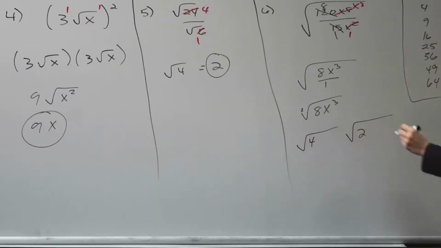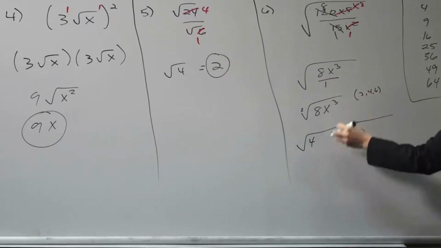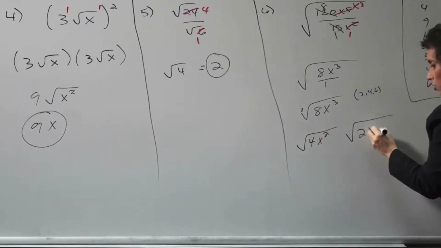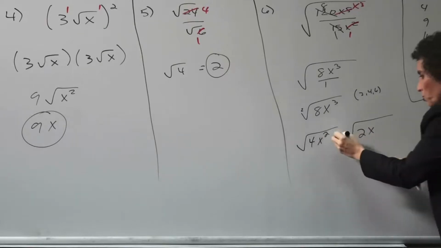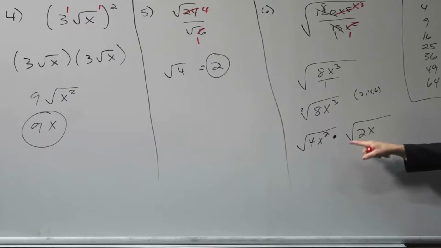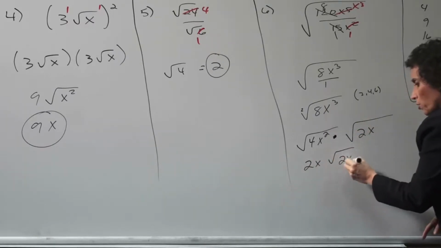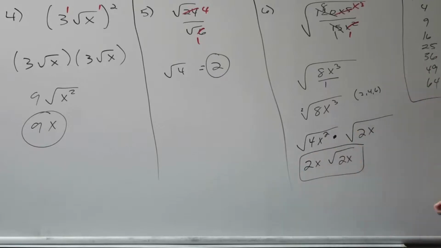4 times 2. X squared, take multiples of 2. X squared is the closest one, times x. Notice, this times this will give me this. Square root of 4x squared is 2x. Square root of 2x. We are done.